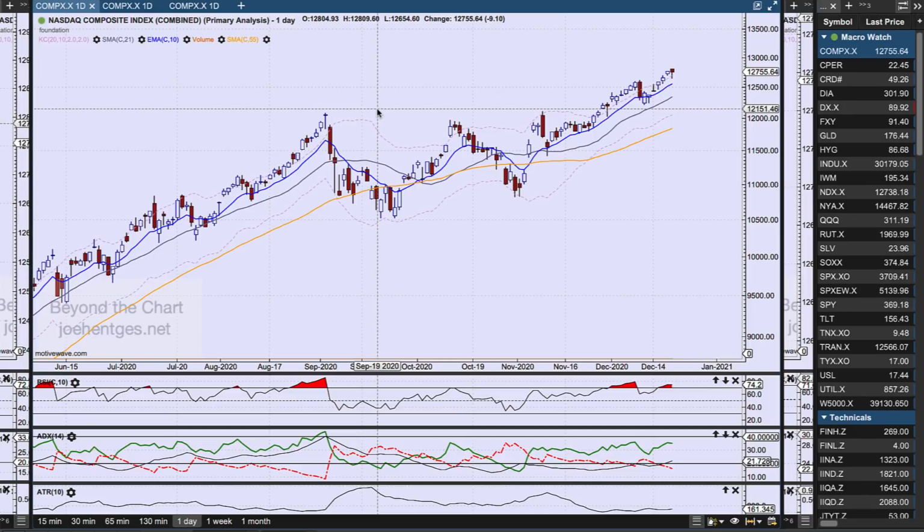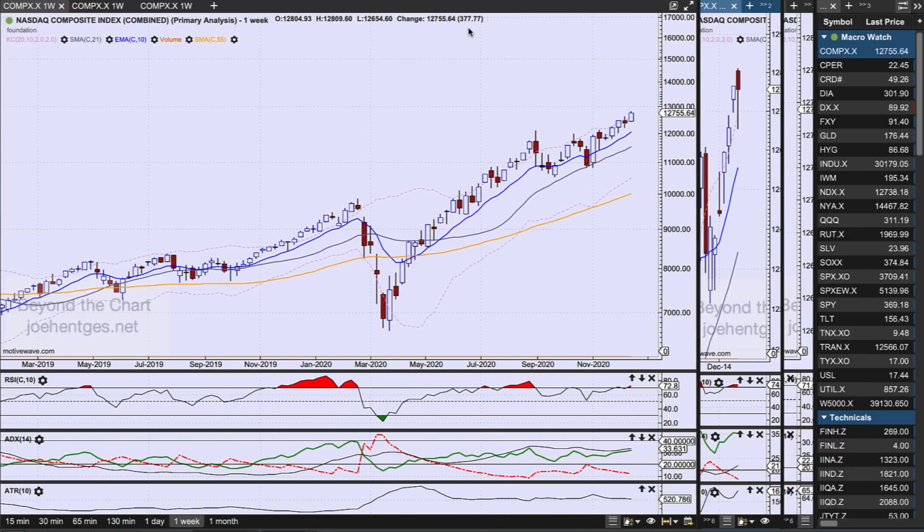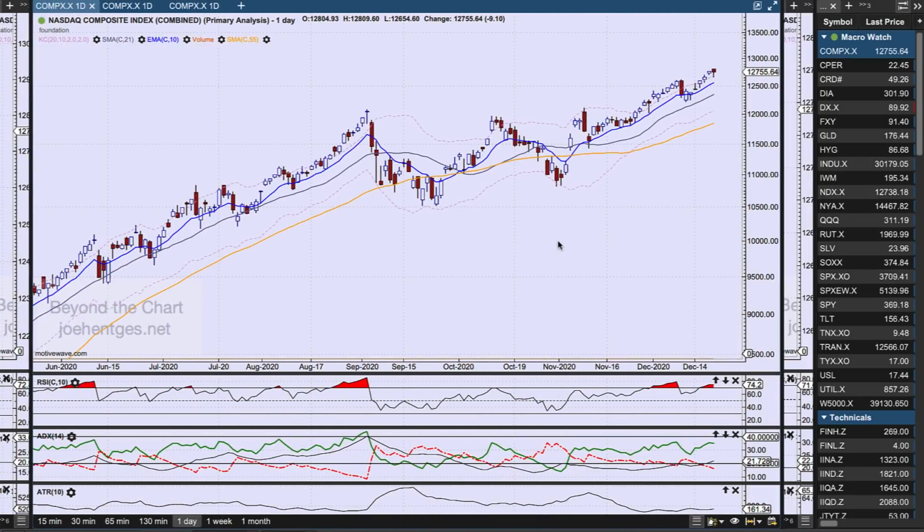Let's focus on price action. Let's look at the Nasdaq composite. The Nasdaq was down 9.10 on Friday. Let me get rid of the crosshairs for a second. So here's the picture, trending up very strongly. Let's take a look at the weekly view. Up 377.77 for the week. So, strong strength in the Nasdaq composite.